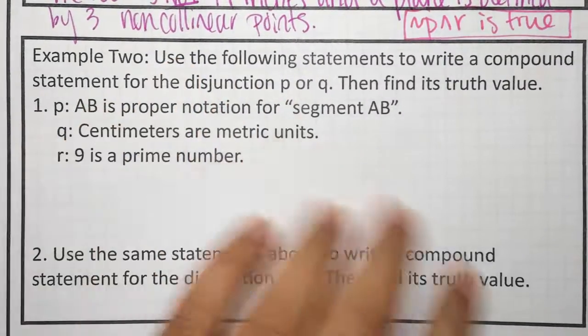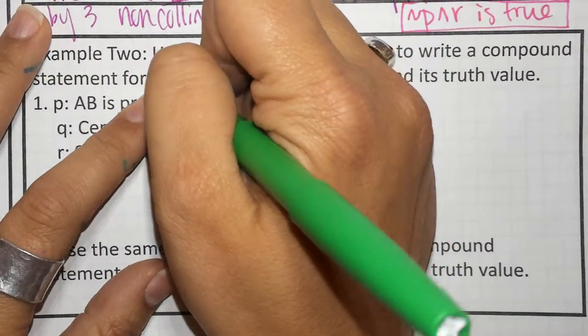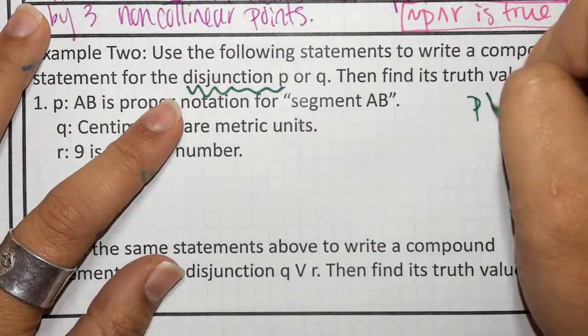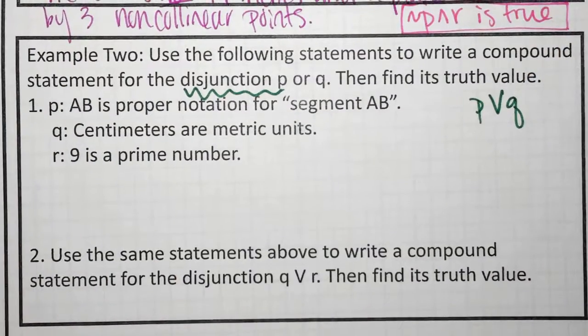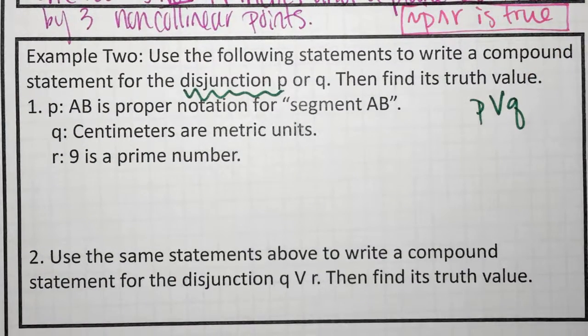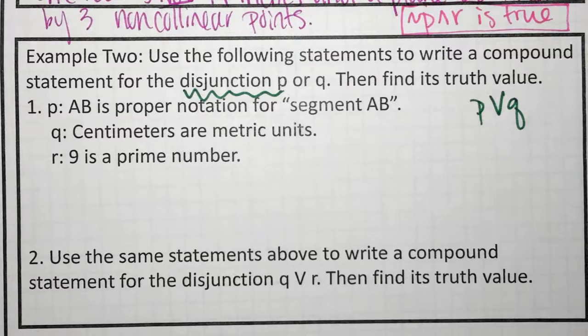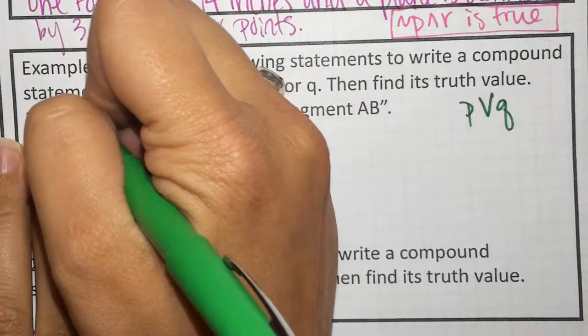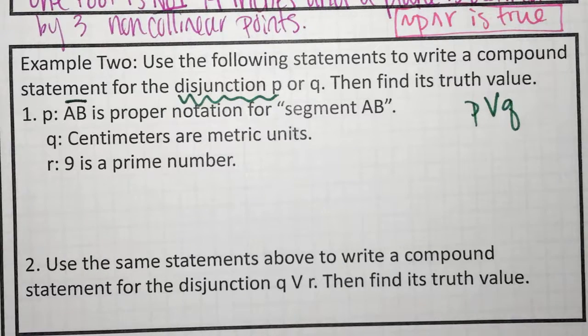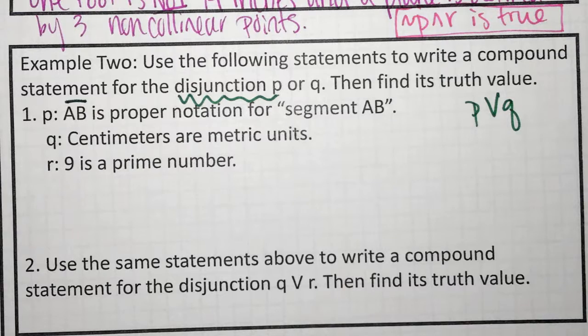All right, use the following statements to write a compound statement for the disjunction. So it's going to be P or Q this time. This one has the down arrow because it's or. This is supposed to have a line over it. I forgot to add that before I copied. Draw a line over AB. It's a line segment. Segment AB is proper notation for segment AB, and centimeters are metric units.